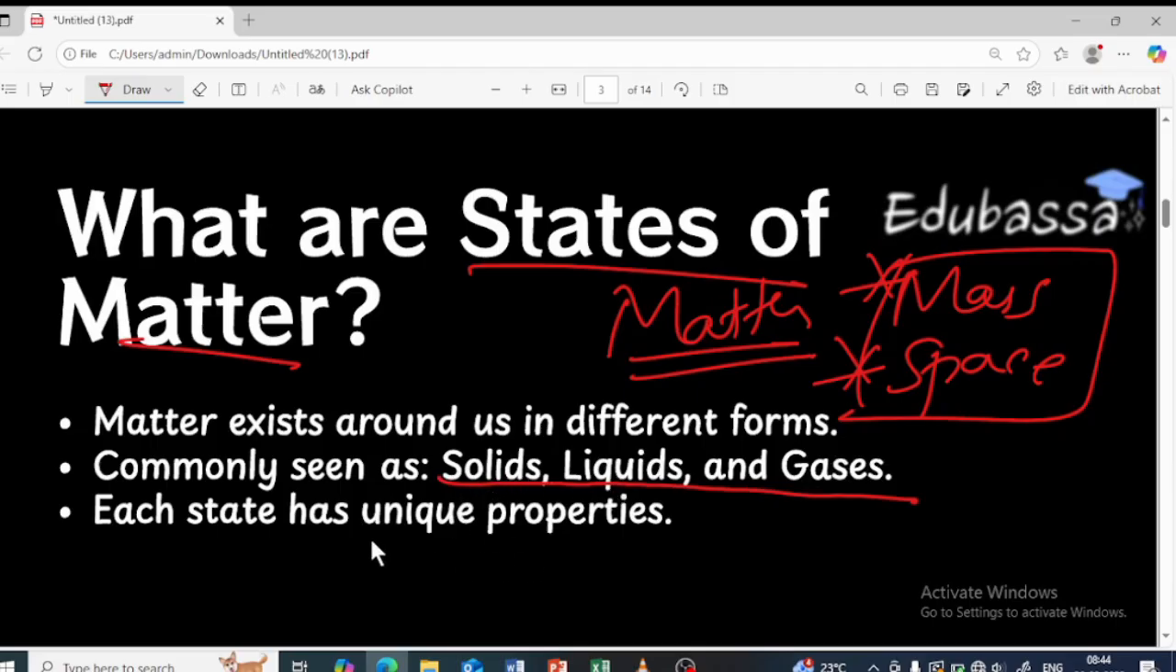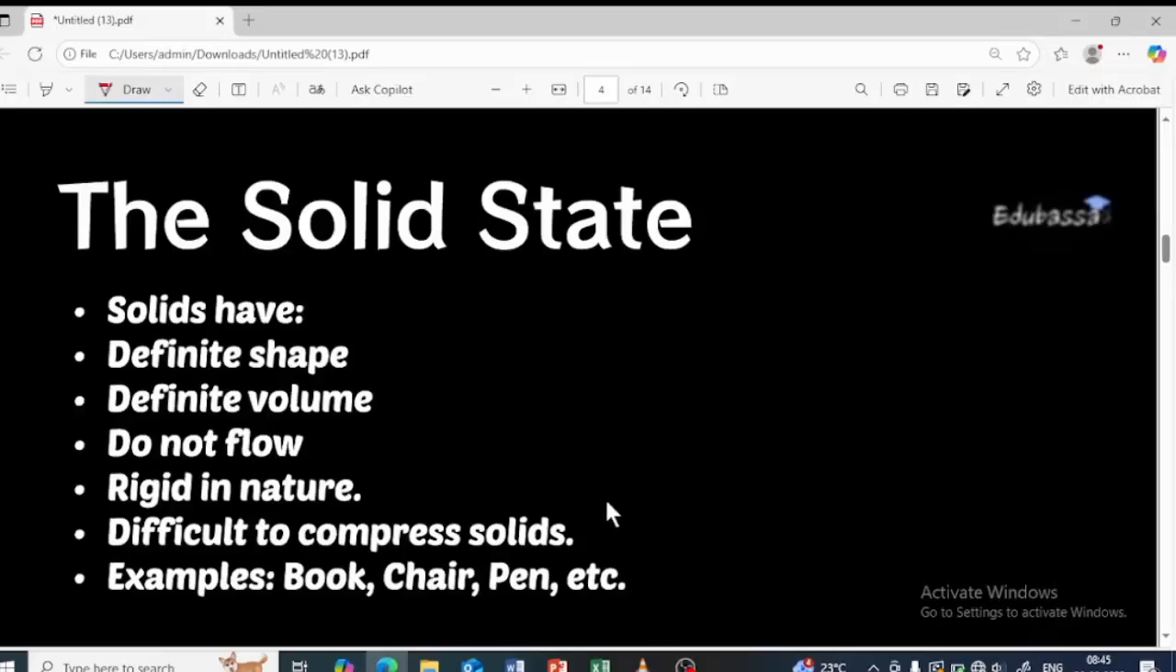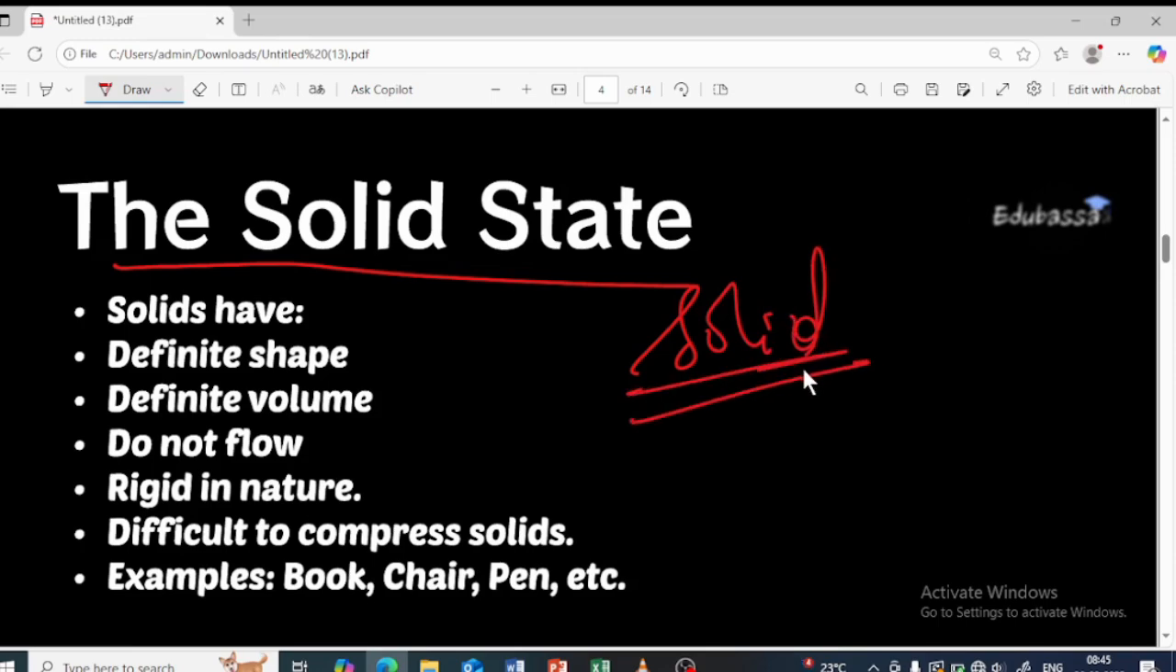And all of these will be having unique properties, in the sense they all differ from each other. There are different properties for each one of them, right? So they are having unique properties. So first let us learn about the basic one, which is nothing but the solid state, isn't it?